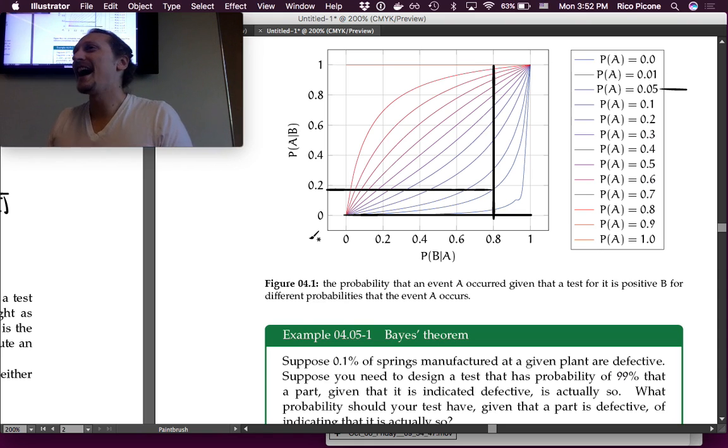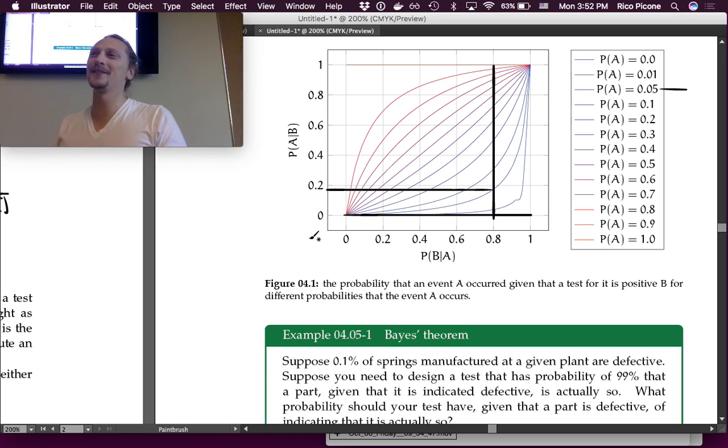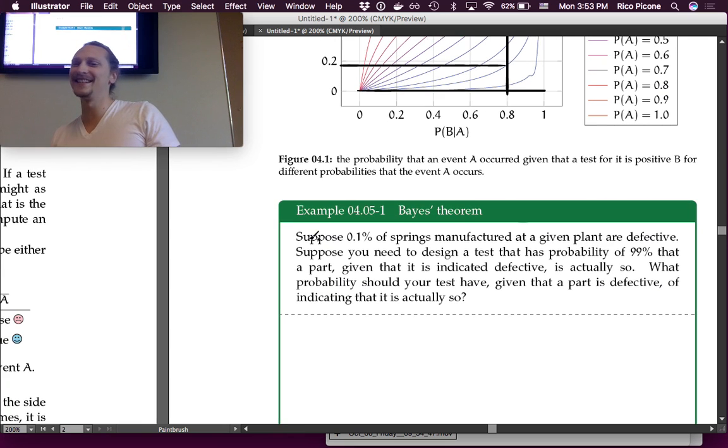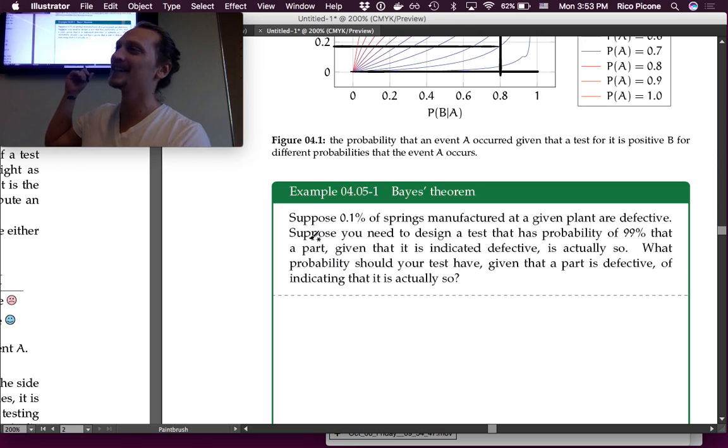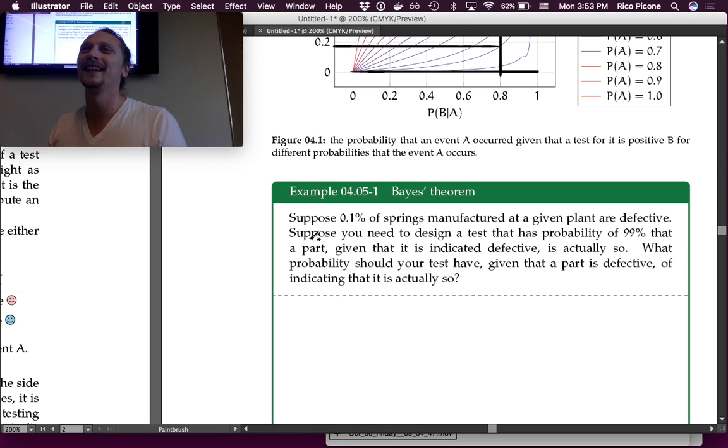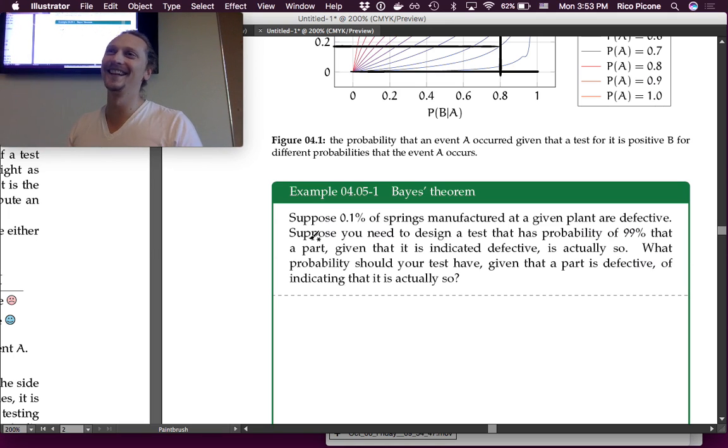I don't know. I feel like for some reason the best way to talk about this is if everyone had a disease test. I mean, you could talk about it like we're gonna do an example with springs and defective springs, and nobody's gonna remember that. Everybody's gonna remember the cancer thing. So, I don't know what to tell you.